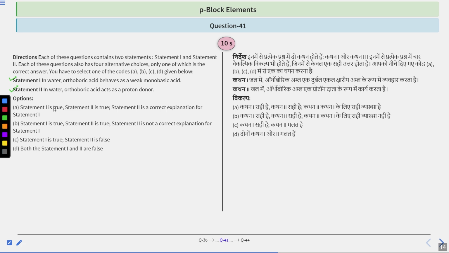Options are: statement 1 is true, statement 2 is true, statement 2 is a correct explanation for statement 1. Statement 1 is true, statement 2 is true, statement 2 is not a correct explanation for statement 1. Statement 1 is true, statement 2 is false, or both statement 1 and 2 are false. You have 10 seconds to solve this question. After that, we will see the answer.